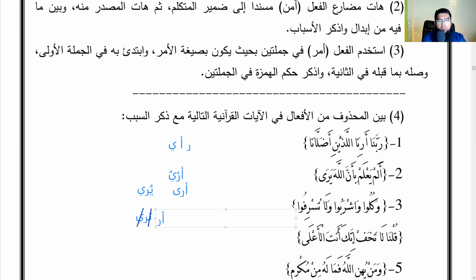Because if you remember, form 4, amr is always hamzatul qata. The hamza comes back. For example, aslama. How do you do the amr? Is aslim. It's hamzatul qata. Remember, form 4, amr is always hamzatul qata. Yes, form 4. Aslim. So the hamza came back. It became ari. Ari, show me.